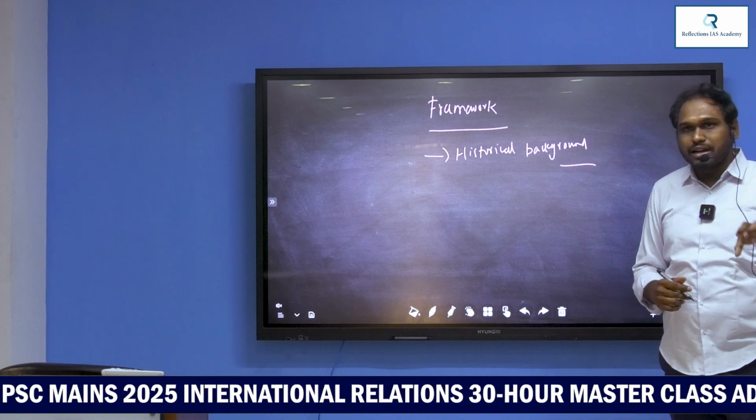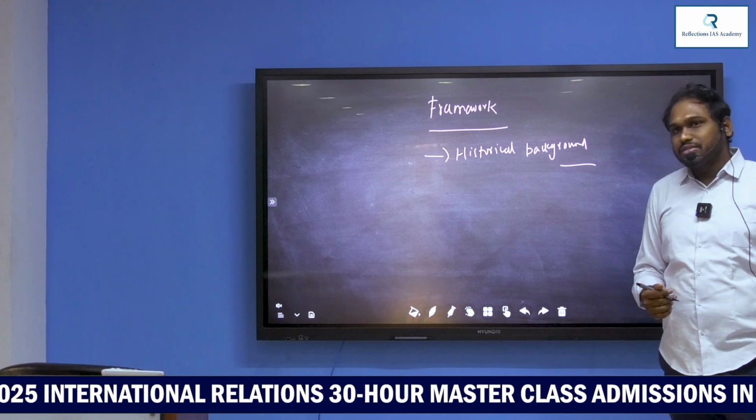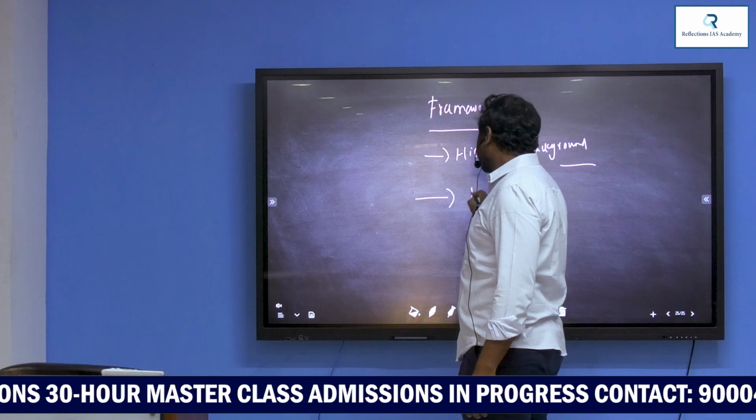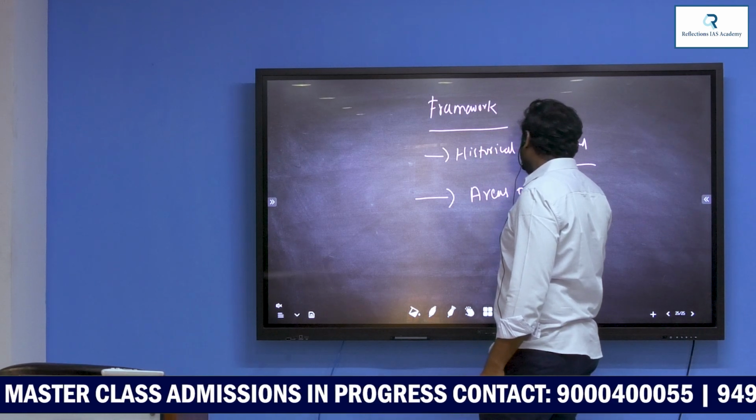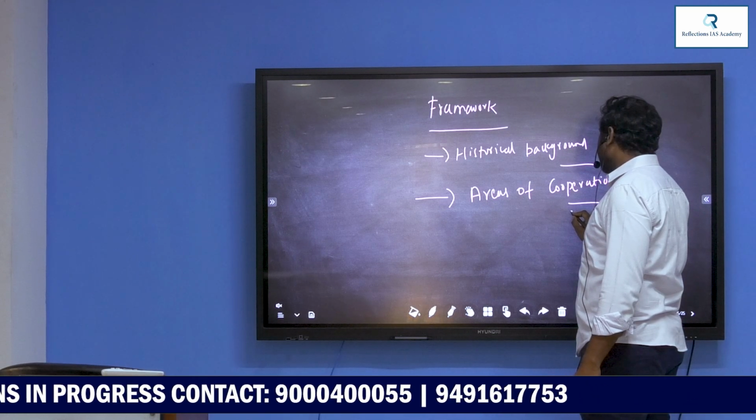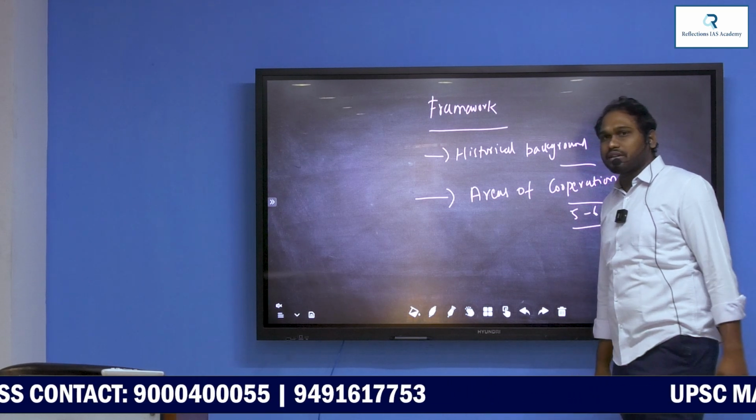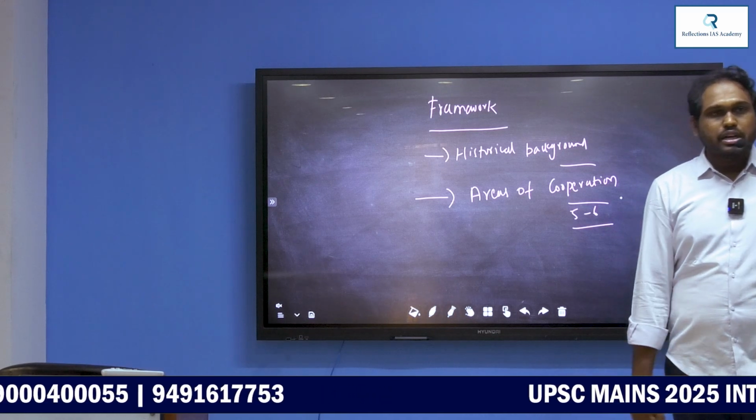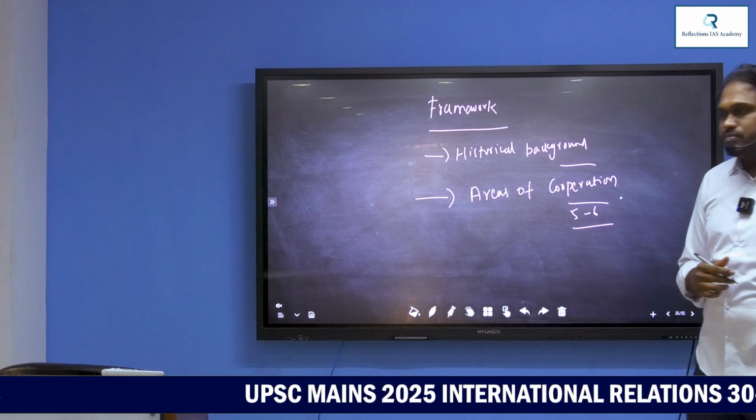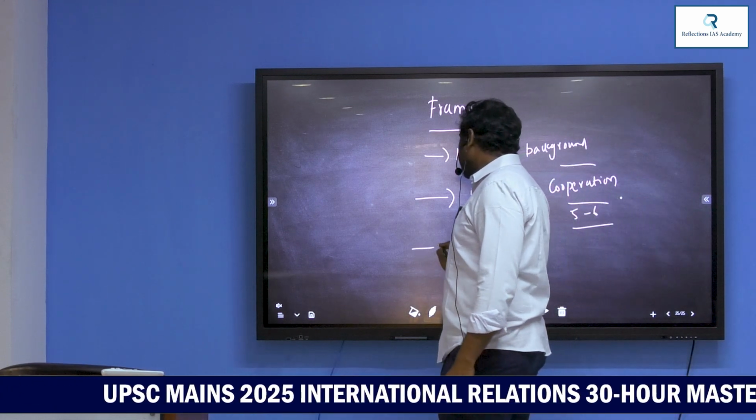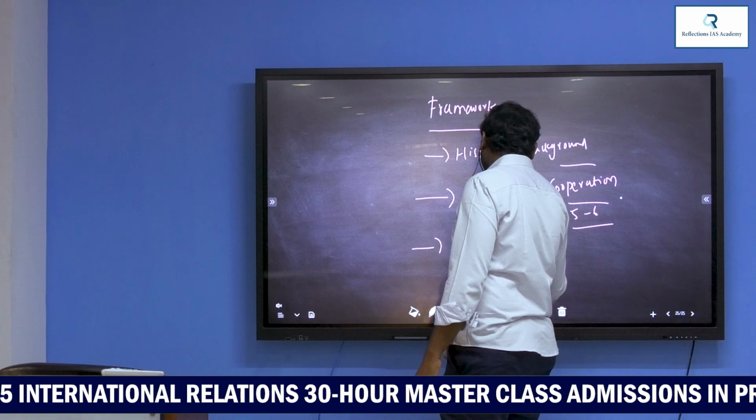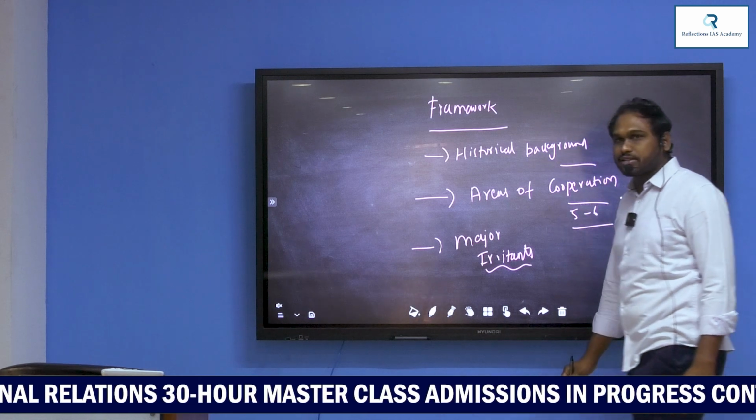We will throw some light on the historical background and understand how the relationship with other nations has been crafted over a period of time. Then after discussing this, we will discuss the areas of cooperation which allow us to cooperate. It might be, let's say, 5 to 6 areas of cooperation, or sometimes 10 areas of cooperation. What are those areas which allow us to cooperate with other nations, which create interdependencies? Besides that, there are major irritants. What are the major irritants in the relationship between two nations?